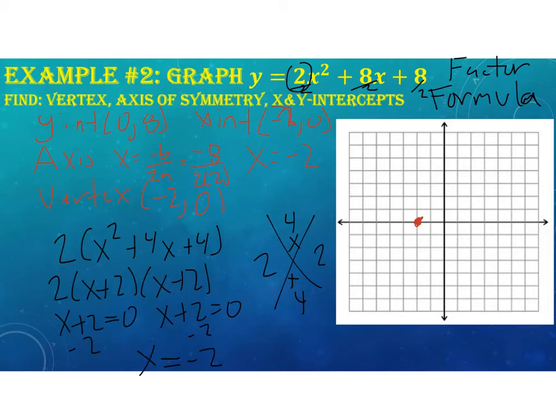If I do so, I have a couple more points I can add. I have negative 3, 2, and its symmetrical point, negative 1, 2. Then I have the y-intercept, 0, 8, which is just off of my graph, and its symmetrical point, negative 4, 8.